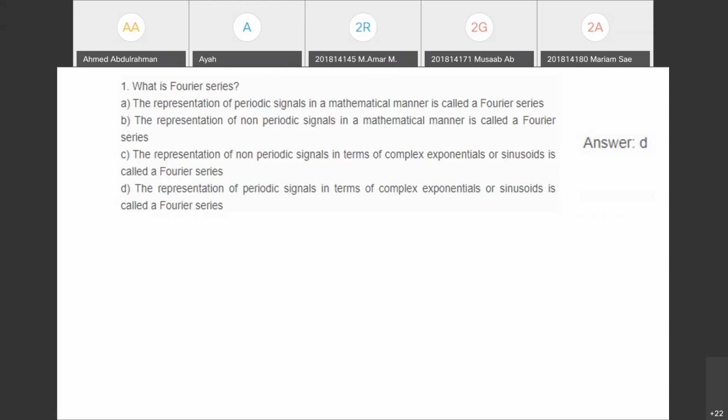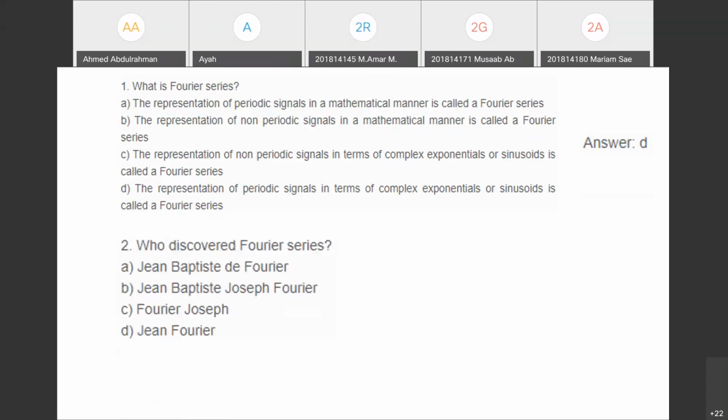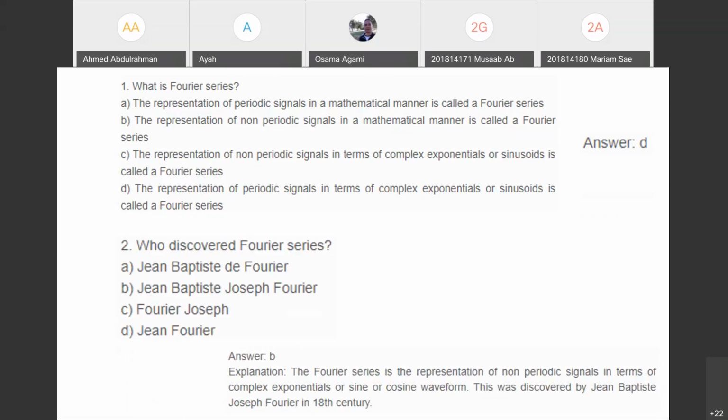Let's go for the second one, please. Who discovered Fourier series? This is general knowledge, it's not related to the mathematics. B. Okay.